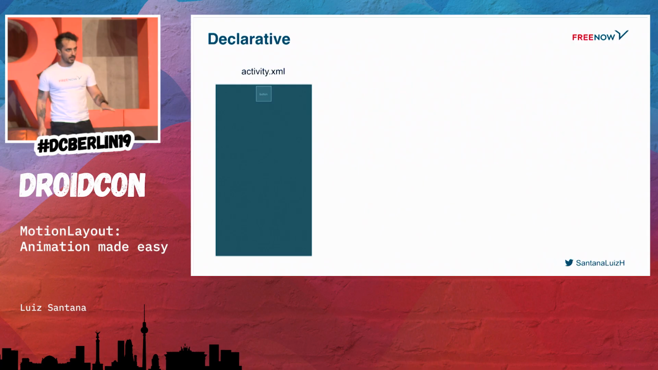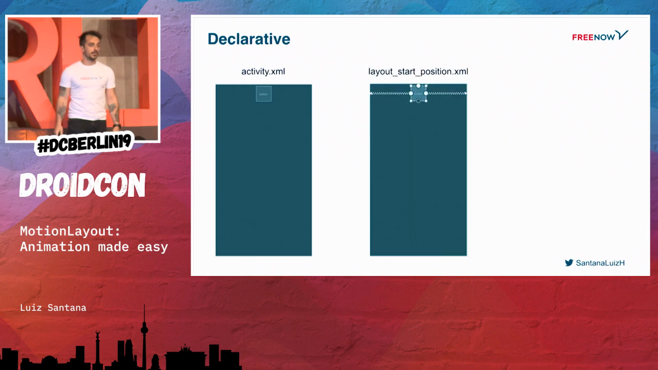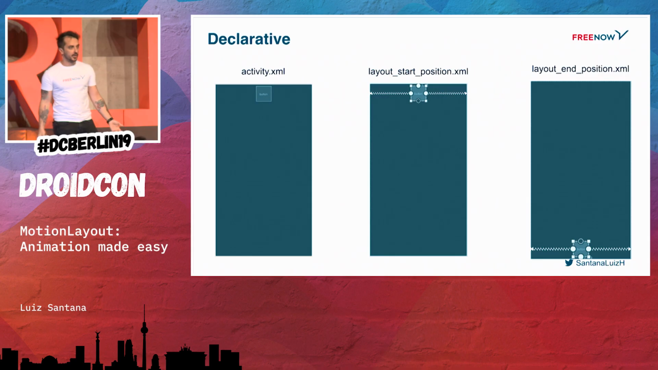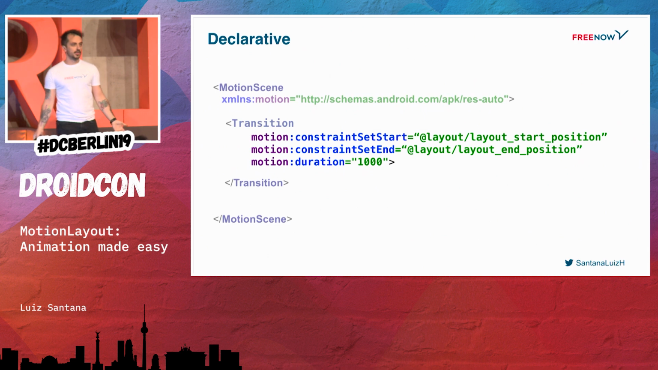And then to create our first transition, our first animation, we would also create a layout with the start position. And the start position basically will attach our view with ID button to the top. So we have a constraint horizontally to the parent, but also on the top of the parent. And the end position is pretty much the same, but now we attach the button. And basically, that's our transition.